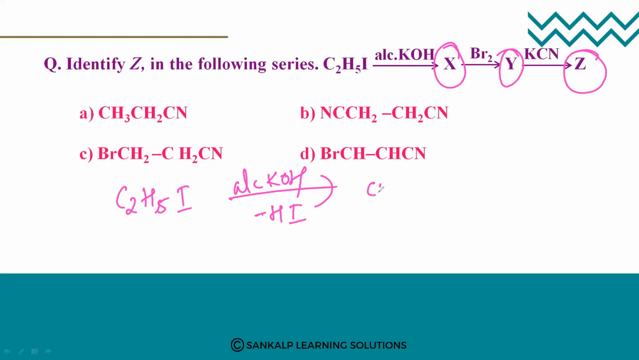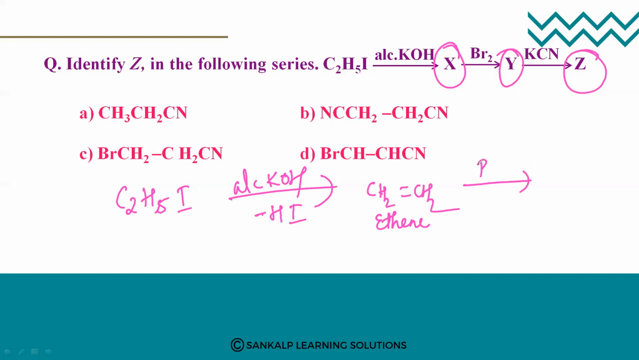So it will yield CH2=CH2. Okay, so what it will do, it will form an alkene. So this is ethene, which is obtained here. Our product X is what? Our product X is ethene. So ethene is a product.